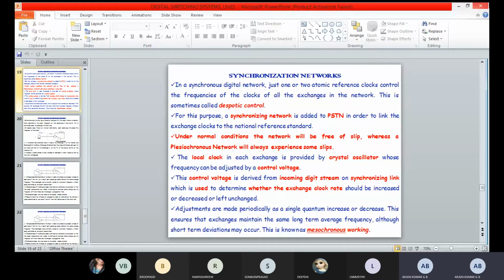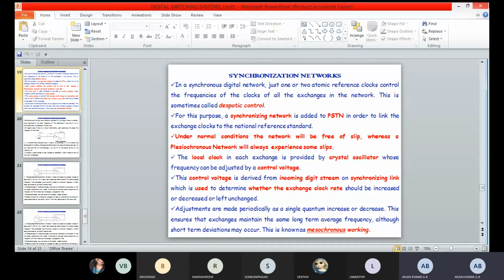Here also, in this case, each telephone exchange will operate with a different frequency. Before transmitting and receiving information, both telephone exchanges should match the frequency in different cases. It may be a unilateral or a bilateral way by which we can match the frequency of the two telephone exchanges. That's why a basic asynchronous network always experiences slip.